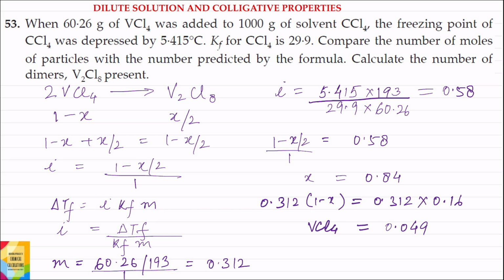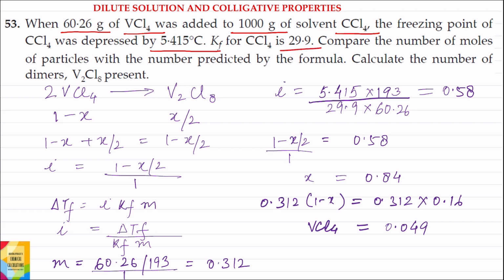Weight of solute given है 60.26 gram. The solute is VCl4. Weight of solvent is 1000 gram. The solvent is CCl4. Depression in freezing point of CCl4 is 5.415 degree centigrade. Kf for CCl4 is 29.9.